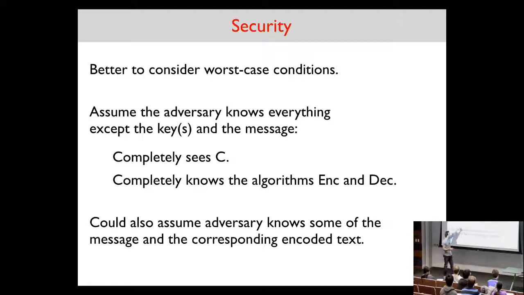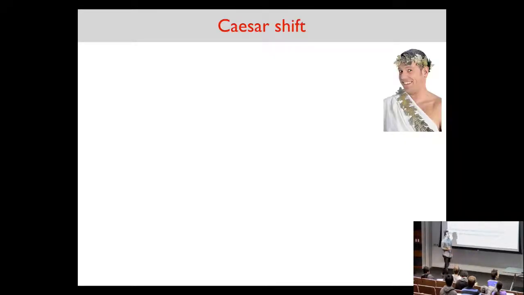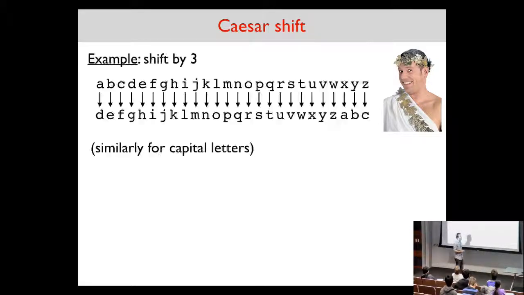But we will assume that the adversary sees the C, the ciphertext, and knows the system, the crypto system you're using. So Caesar implemented one of the oldest implementations of this kind of cryptographic system. Was done by Caesar, actually. It's called Caesar shift. It's pretty simple.